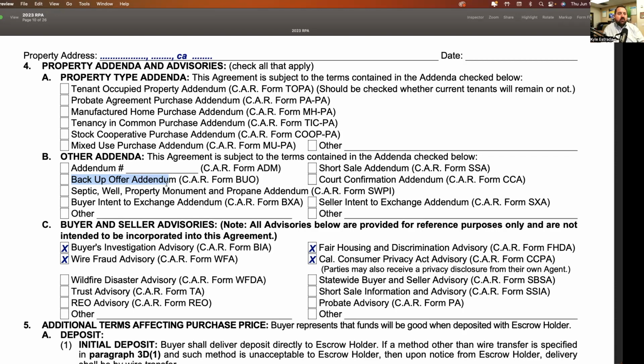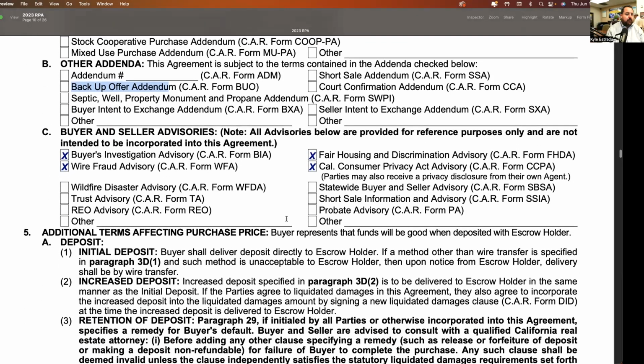Court confirmation addendum is not necessary, especially if you've included the probate agreement, because it's already going to be taken care of there in the probate agreement. Okay. Probate advisory, just like the trust and the REO advisory, is just, again, what the seller's required to provide to the buyer and what they're not. So the buyer is aware of what they're going to receive or not receive.